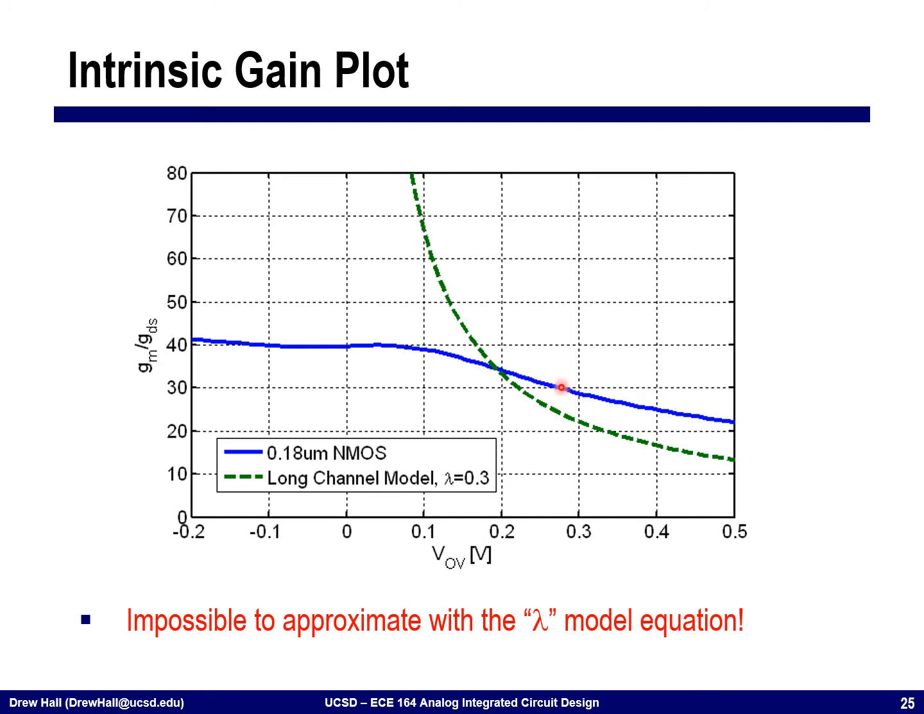I would say that there's no Band-Aid that's going to fix this curve. We really cannot get close to this anywhere with our lambda model equation. These two curves are just fundamentally very different. And this is why, for channel length modulation or the output impedance of circuits, we should always be very skeptical that the models are accurate. We never want to design circuits that rely heavily on RO or RDS.